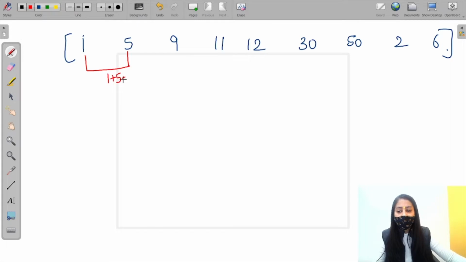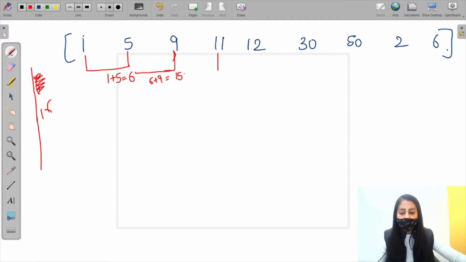So for example, if you are combining these two sticks, you have to pay a cost of 1 plus 5, that is 6, right? Next, you are getting a stick of length 6. Now you have to combine 9 also, right? So if you are combining these two sticks, you have to pay a cost of 6 plus 9, that is 15, right? So you are now getting a stick of length 15. Now you have to combine 11 stick also, right? So in order to combine these two sticks, you have to pay a cost of 15 plus 11, that is 26, right?